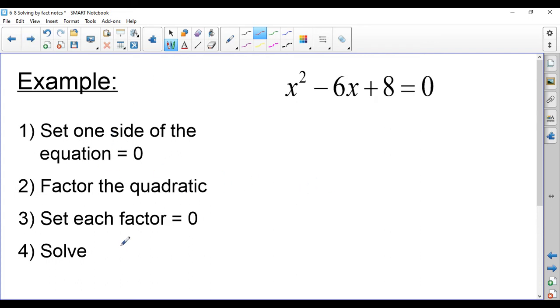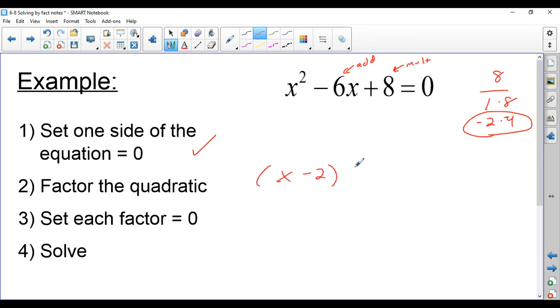Here's some examples, and here are the steps on the side. I have x squared minus 6x plus 8 equals 0. Step 1 is make sure one side of the equation is 0. Done. It's already equal to 0. Then I want to factor the quadratic. Quick reminder, we look for numbers that multiply to c and add to b. So factors of 8 that add to negative 6. 1 times 8, 2 times 4. In order to get negative 6, this has to be negative 2 and negative 4. And if they're multiplying to a positive, negative times negative is positive. That works. So this factors to x minus 2, x minus 4 equals 0.